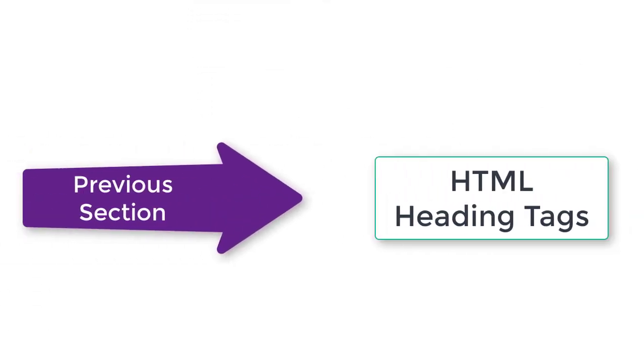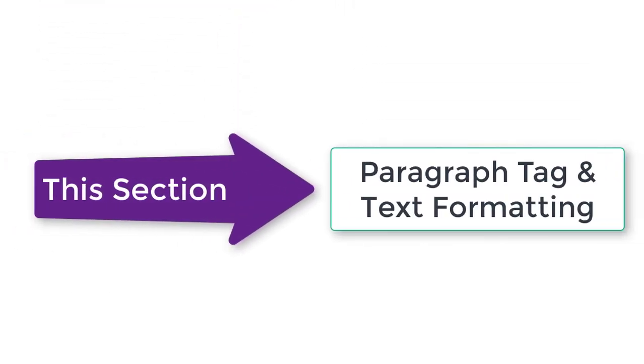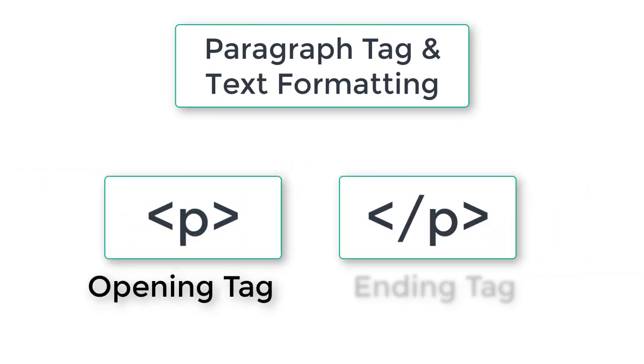In the previous section, we learned about HTML heading tags. In this section, we will learn how to use paragraph tag and text formatting in HTML. The paragraph tag is also known as P tag. It has both opening and ending tags. It creates paragraph. Let's see it in action.